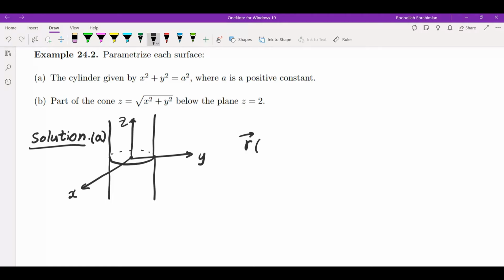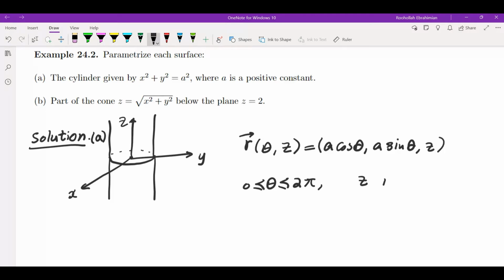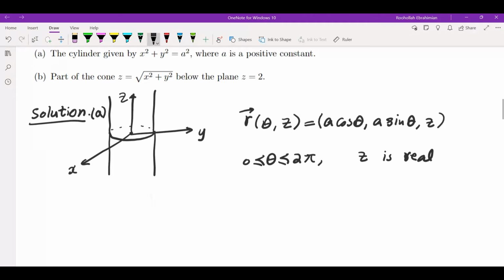For cylindrical coordinates, the radius is a, and theta is changing, and also z is changing. So the parameters are theta and z. The radius is a, so it would be a cosine theta and a sine theta, and z could be anything. Now again, we'll have to specify limits of parameter. So theta goes from 0 to 2 pi, and z is real. Something needs to indicate that this is an infinite cylinder. You could say z is between negative infinity and infinity, or you could say z is a real number.